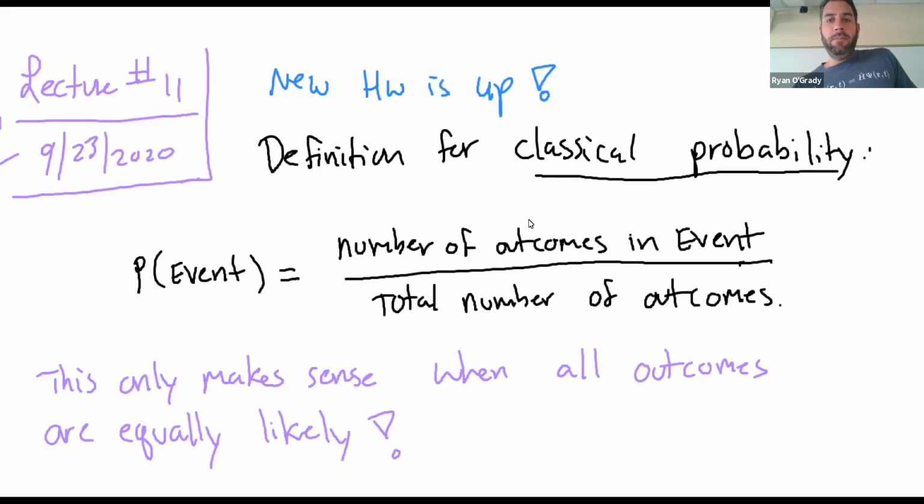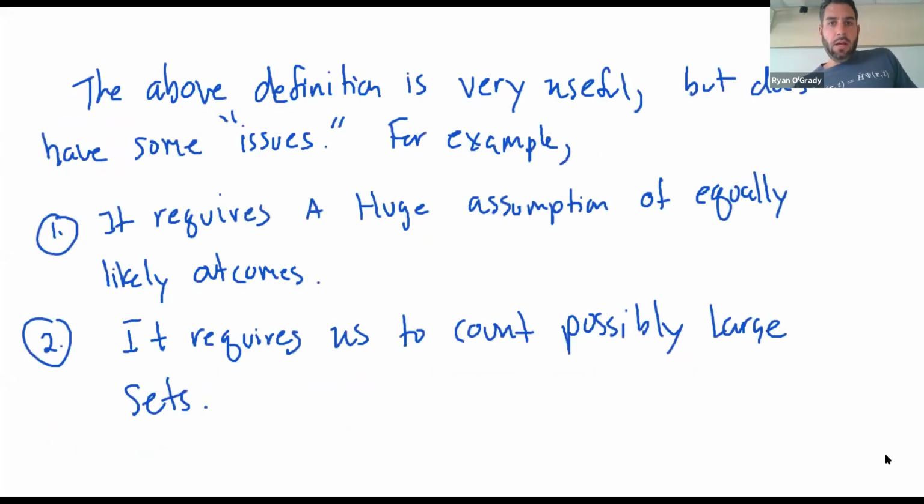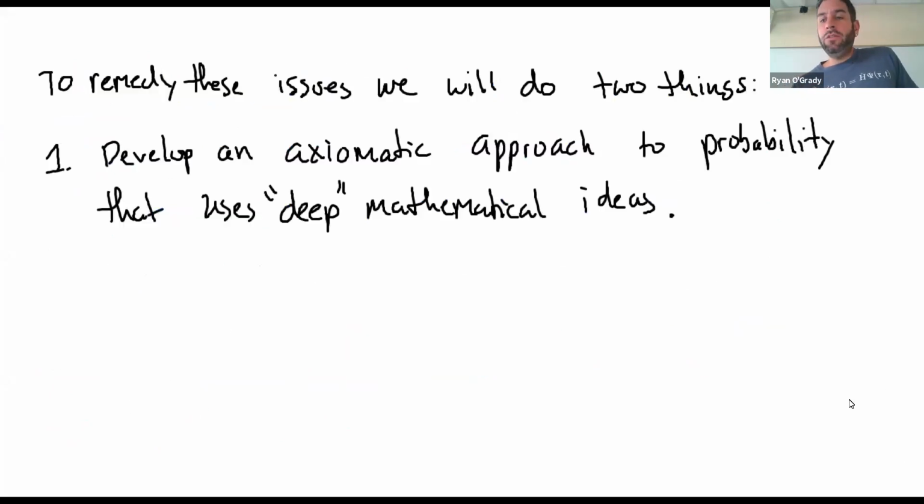New homework's up. Let's just remind ourselves of what the definition of probability is in the classical sense. And then we need to remind ourselves of why this definition has some issues. There's more than just these two, but these are the two that should be obvious to us. Maybe not obvious to you, that's unfair, but if you think about it, they might be. So how are we going to fix this?